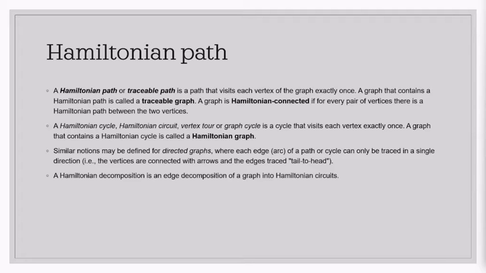Similar notions may be defined for directed graphs, where each edge of a path or cycle can only be traced in a single direction. For example, the vertices are connected with arrows and the edges traced tail to head. A Hamiltonian decomposition is an edge decomposition of a graph into Hamiltonian circuits. There also is a Hamilton maze, which is a type of logic puzzle in which the goal is to find a unique Hamiltonian cycle in a given graph.